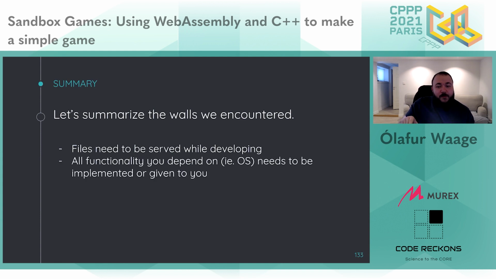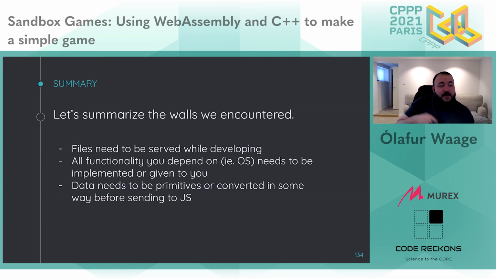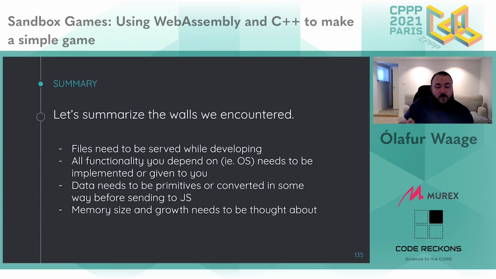All functionality that you depend upon, for example, the operating system level functionality, needs to be either implemented by you or given to you by the JavaScript end. Data needs to be primitives or needs to be converted in some way before you send it over to JavaScript, because they don't map to each other. Memory and size of the memory and how memory grows need to be thought about as well. So if you're using too much or too little, you can basically go out of bounds because you have a limited memory. And any files that you need need to be embedded or preloaded with the output.